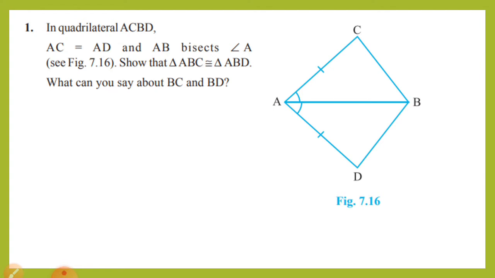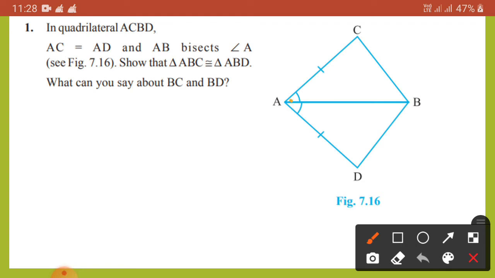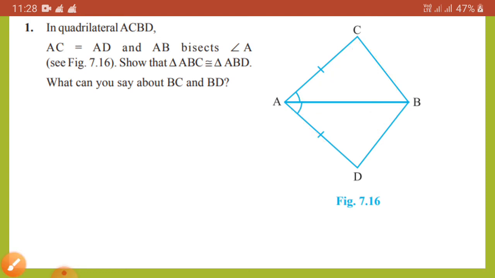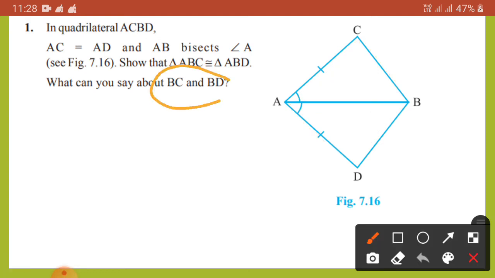The question is, in quadrilateral ACBD, AC equals AD, that means this side is equal to this side, and AB bisects angle A as shown in the figure. AB bisects angle A, that means it divides it into two equal parts, so that triangle ABC is congruent to triangle ABD. We have to prove that this triangle is congruent to this triangle, and establish the relationship between BC and BD.